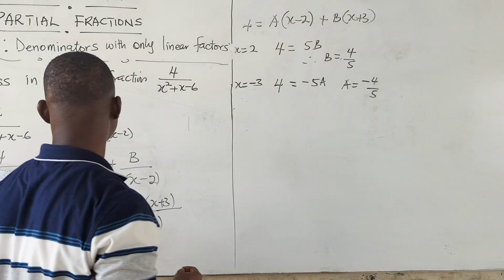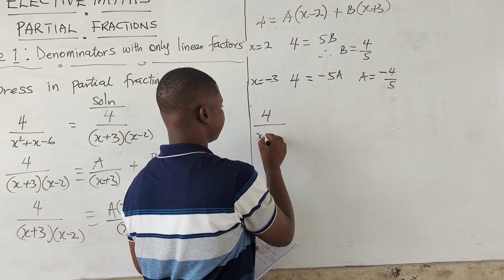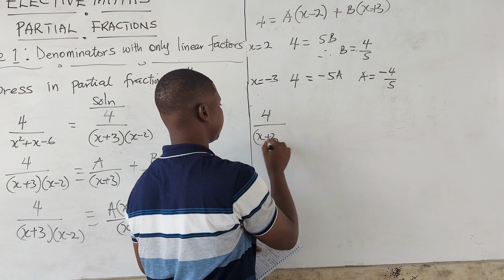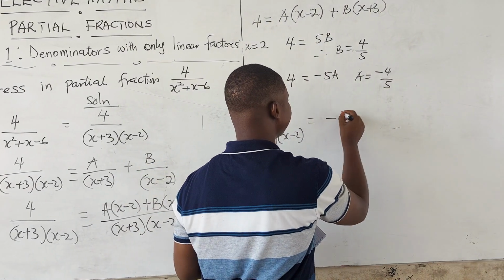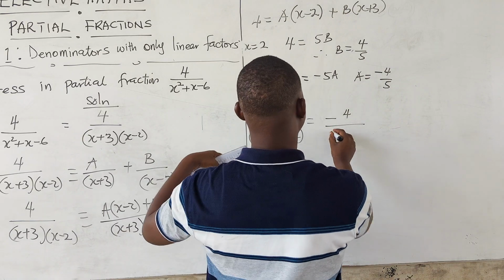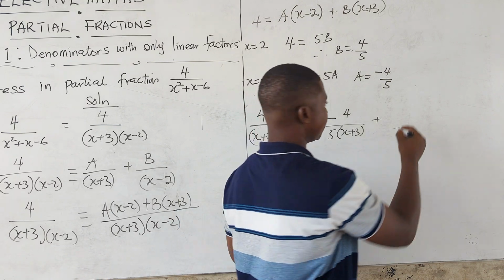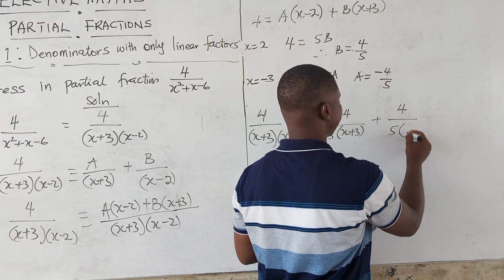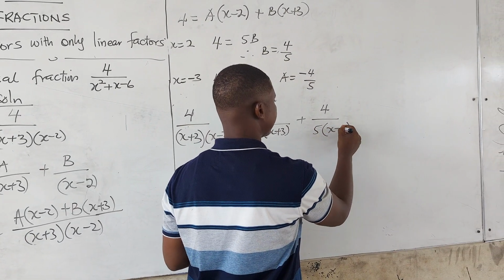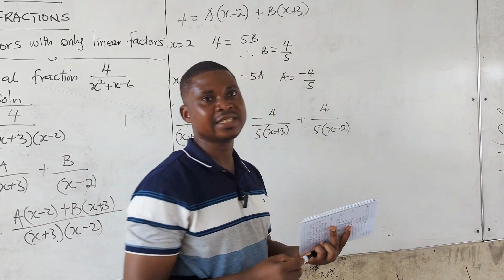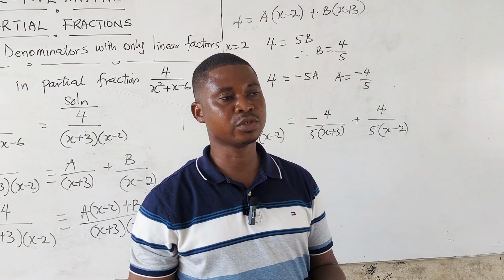So we can now substitute it into this equation. So we have 4 out of (x plus 3)(x minus 2), giving us A as negative 4 over 5 into (x plus 3), plus 4 over 5 into (x minus 2). And this gives us the solution to this question.